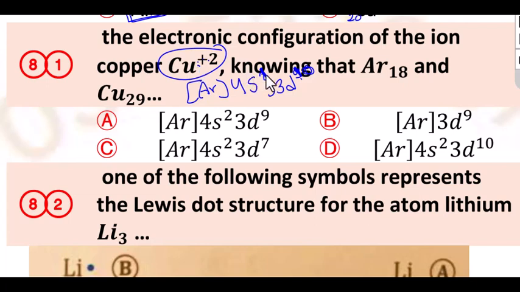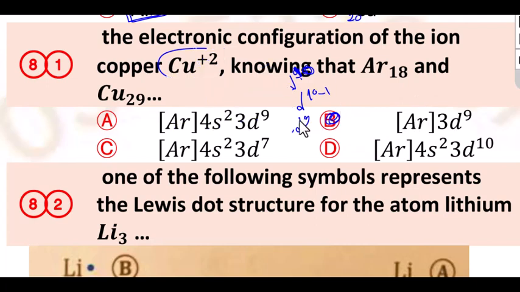From where does it lose 2 electrons? Start from losing from s. So take 1 from s, and the other electron from d. Here 3d10 minus 1, so 3d9. So it's just argon 3d9. The answer will be argon 3d9. So the answer here is number B.